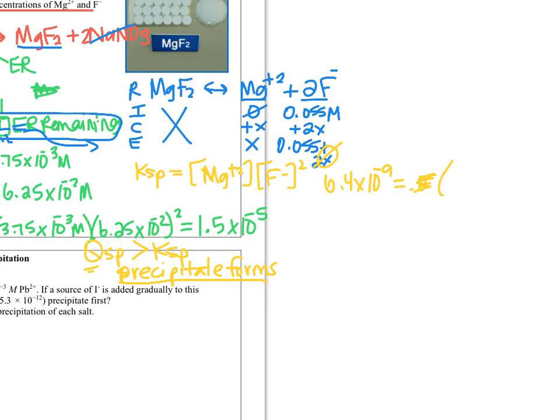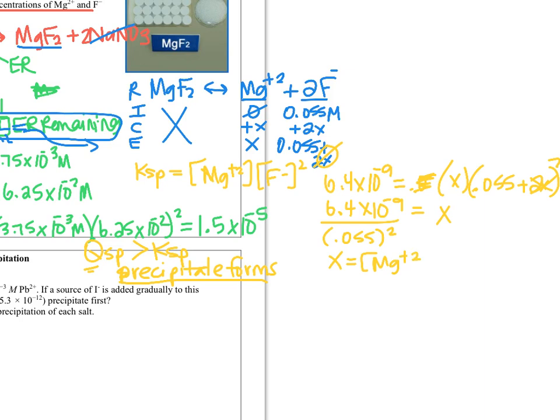That's going to equal x for my magnesium times 0.055 plus 2x, which we're going to end up neglecting, squared. So we're going to end up getting rid of that. So 6.4 times 10 to the negative 9 divided by 0.055 squared is going to equal my x. So x is your molar solubility, but it's also equal to the concentration of magnesium at equilibrium, because that's what it wants.